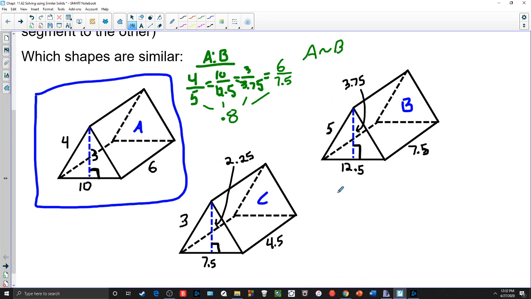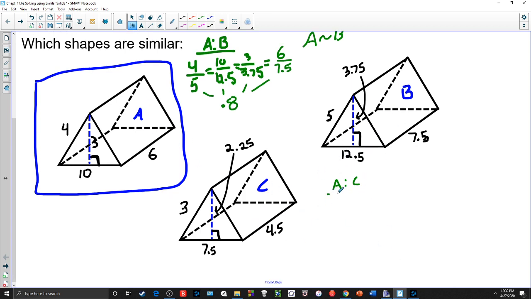Well, what about A and C? Let's check A and C, because if A and C are similar, that means that B and C would also be similar as well. If these match, then these would match. If these don't match, then these aren't going to match either. So I can just check A and C, and that will also check the last setup for me. So let's see. Shape A here, we'll do 4 and 3, because they're both the sides of the triangle. 10 and 7.5. And then 3 and 2.25.